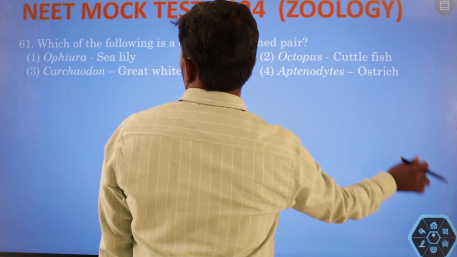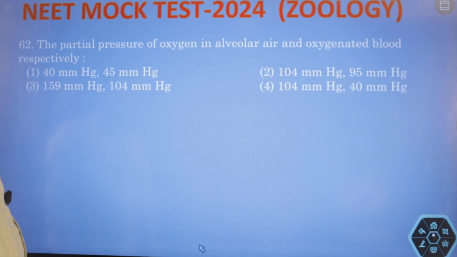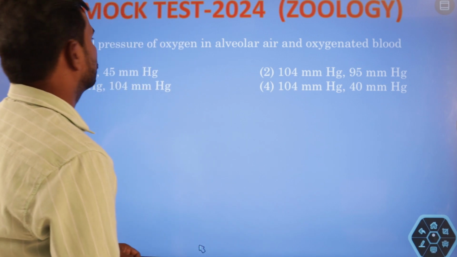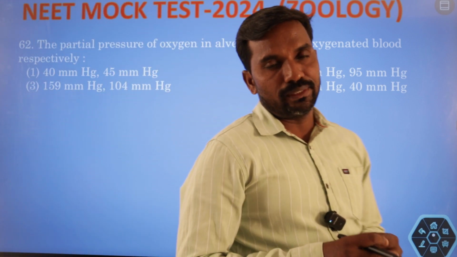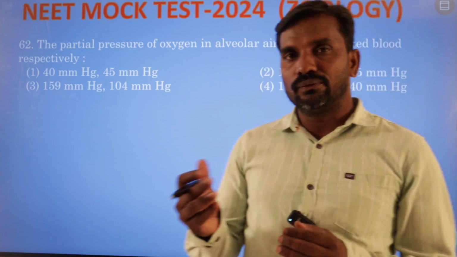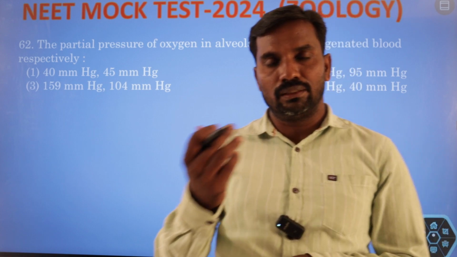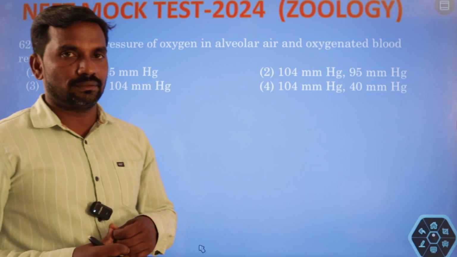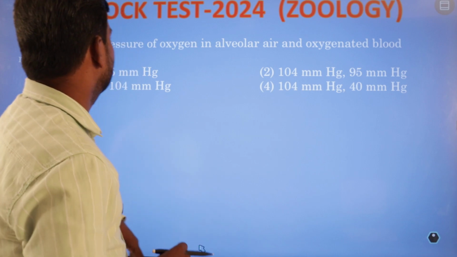So question number 62. The partial pressure of oxygen in alveoli of air and oxygenated blood respectively. This is the most important concept. The exchange of gases mainly occurs due to the partial pressure of gases. In the exchange of gases, only two gases are going to exchange: oxygen and carbon dioxide. We inhale oxygen and liberate carbon dioxide. How the inhalation and exhalation process occurs is based on the partial pressures. The individual pressure of a gas in the mixture is called the partial pressure.